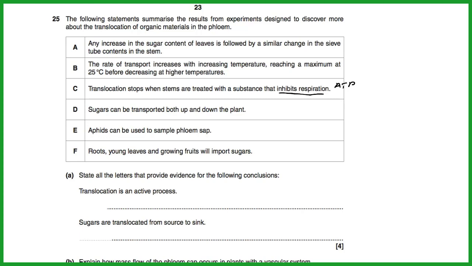Now state all of the letters that provide evidence for the following conclusions. That it's an active process: the answers that should leap out at you here would be the fact that when you change the temperature, the translocation goes up, and also when you add a respiratory inhibitor, then translocation stops. So the answers you should be thinking about here should be B and C. And that sugars are translocated from source to sink: the answers you should be thinking about here should be A, F, and D.